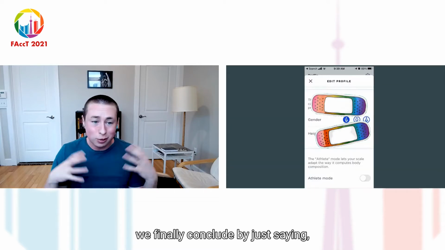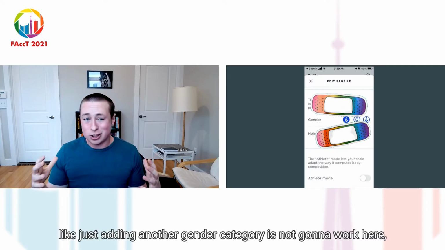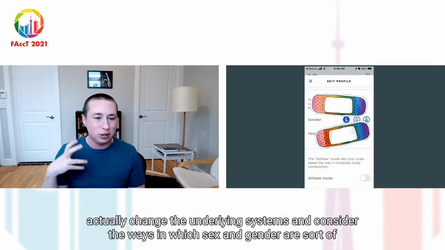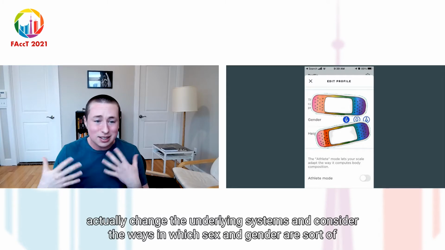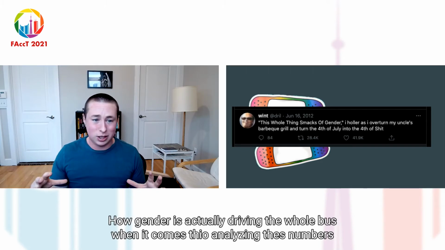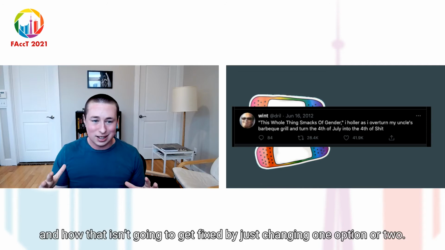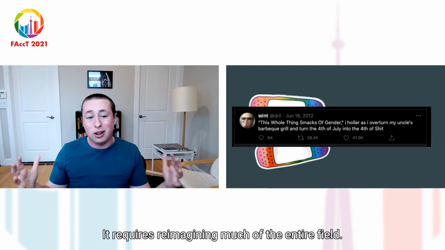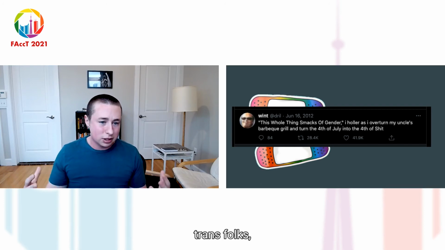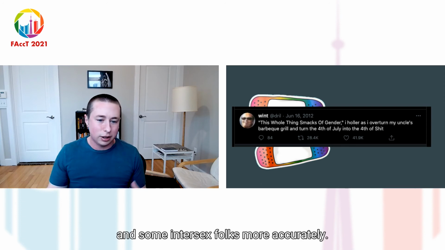We finally conclude by saying that just adding another gender category is not going to work here, right? No rainbow band-aids. You need to actually change the underlying systems and consider the ways in which sex and gender are interacting, and how gender is actually driving the whole bus when it comes to analyzing these numbers, and how that isn't going to get fixed by just changing one option or two. It requires reimagining much of the entire field in order to include non-binary people, trans folks, and some intersex folks more accurately. Thank you.